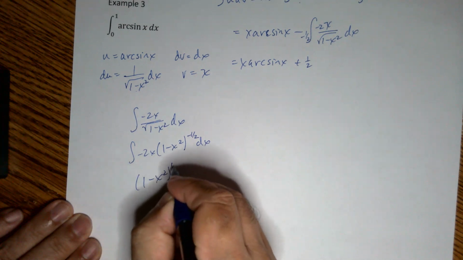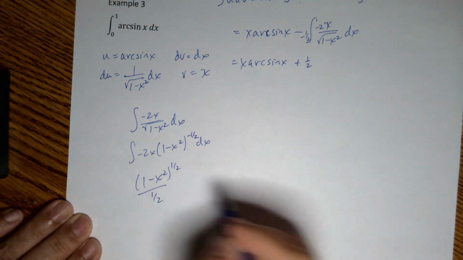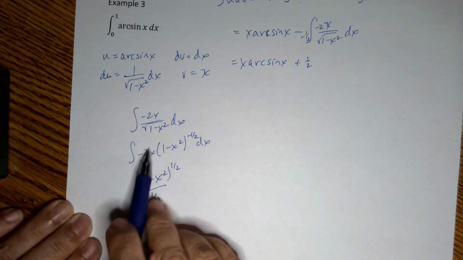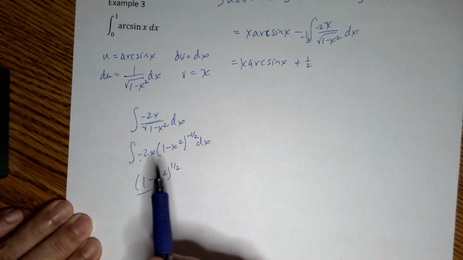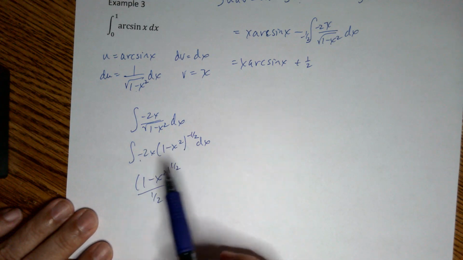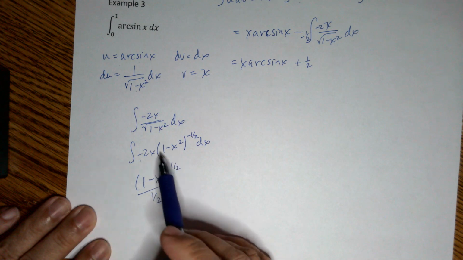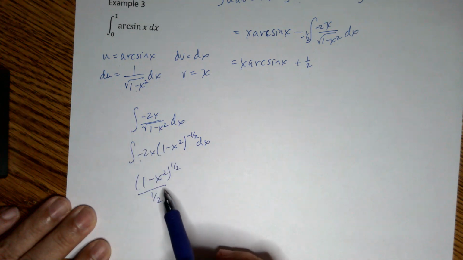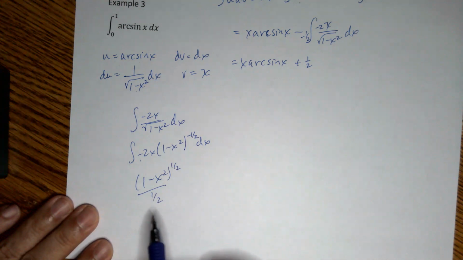So I'm using power rule. Add 1 to the negative 1/2. Divide by the new exponent. So the negative 2x gets absorbed because I'm using chain rule or u substitution, whatever you want to call it. This is reverse chain rule. Remember, when you take the derivative using chain rule, something pops out. Well, when you're going backwards, it goes back in. So that's what happened to the negative 2x. It's gone. It's not part of the answer.